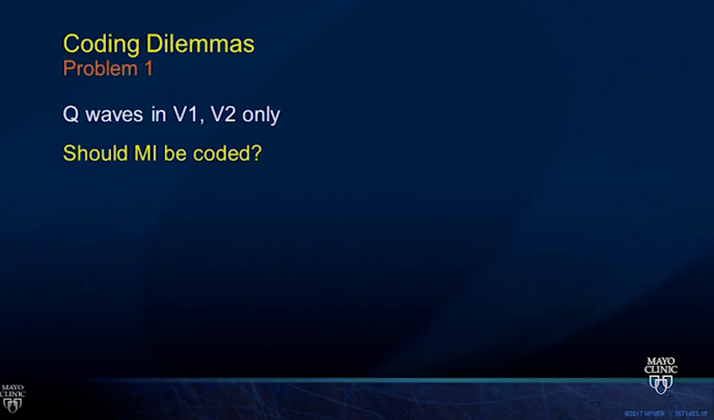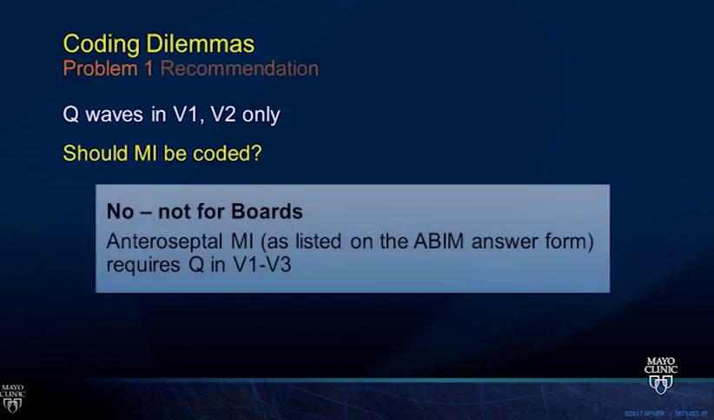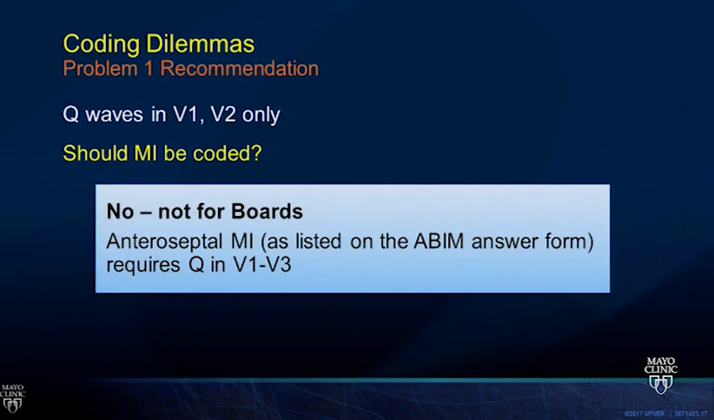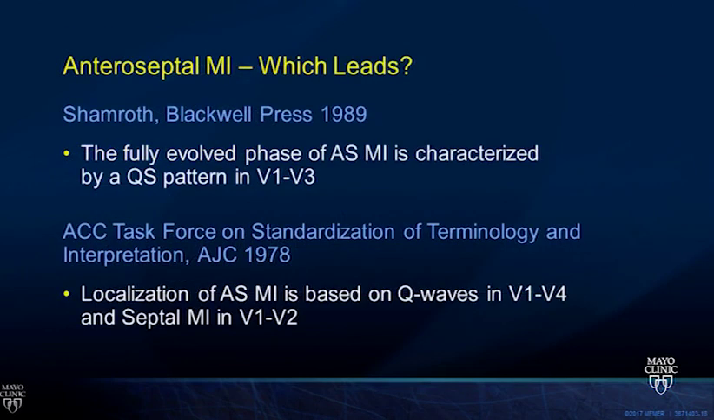But one thing that comes up quite frequently is you see Q waves in V1 and V2. Should you code an anteroseptal MI? For the boards, probably not. They won't give you necessarily something where it's equivocal, but you may just see a Q wave in V1, and then you're going to code an anteroseptal infarct? No, you're not. Typically, you would require a Q wave in V1 through V3 to code for an anteroseptal infarct.